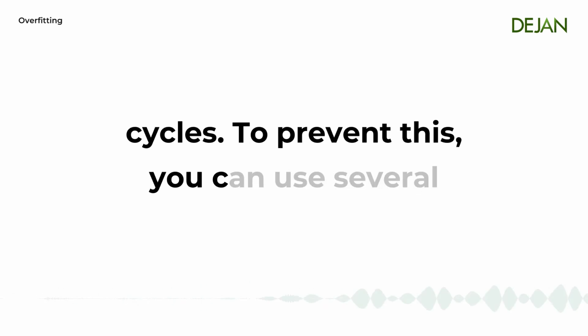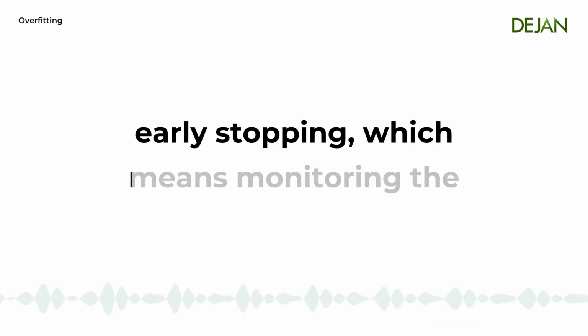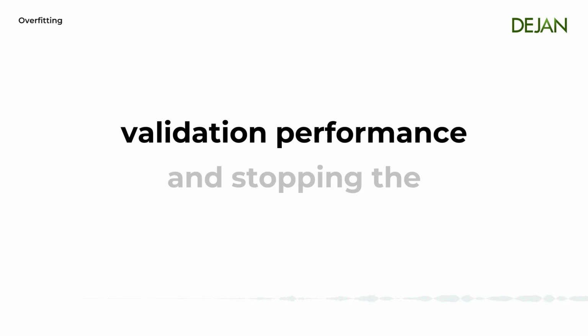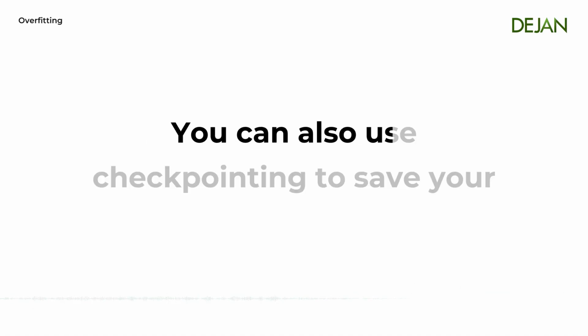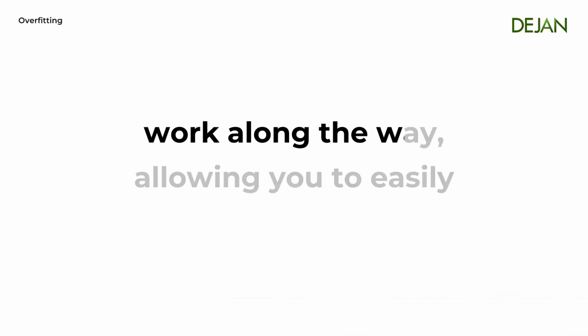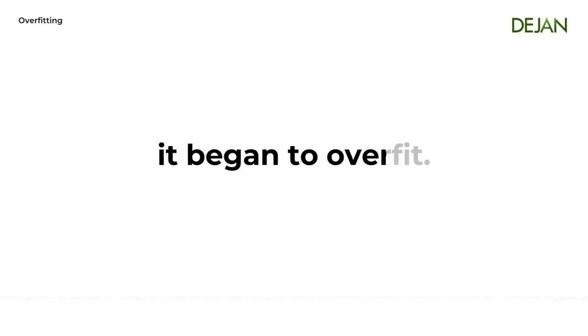To prevent this, you can use several strategies. The first line of defense is early stopping, which means monitoring the validation performance and stopping the training process the moment it stops improving. You can also use checkpointing to save your work along the way, allowing you to easily roll back to the model's best state before it began to overfit.